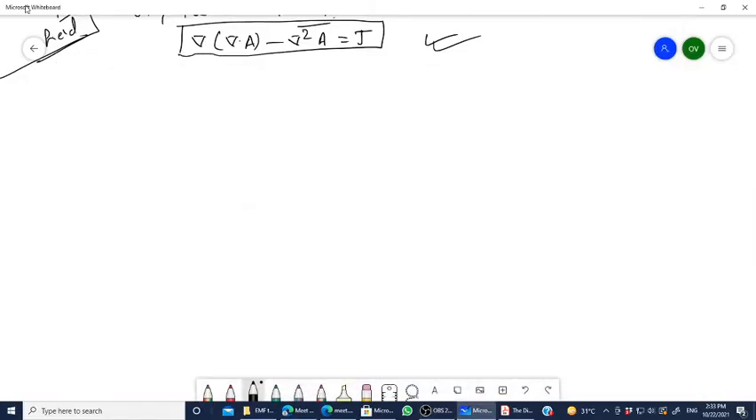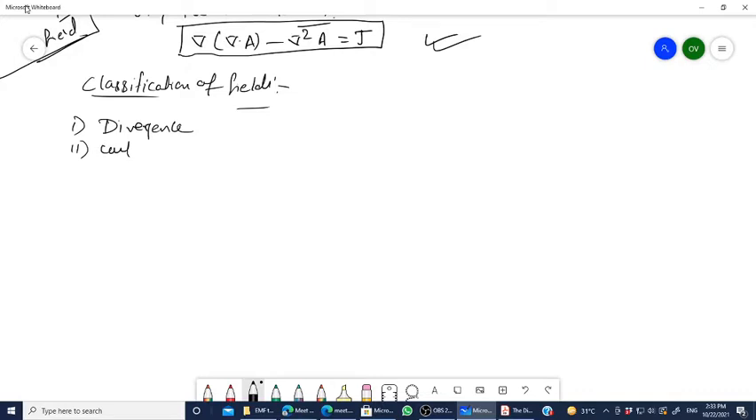The classification of fields. Yesterday we were discussing the classification of fields. As we know, there are two types of operators we have studied till now. First is the divergence, and second is the curl.